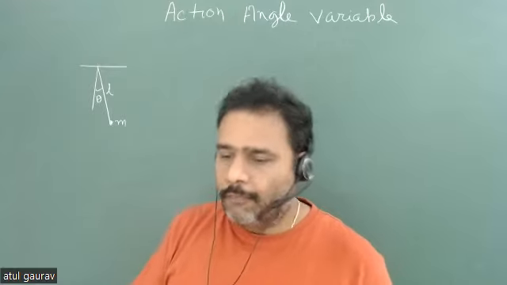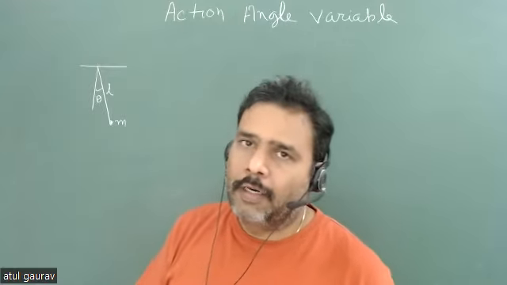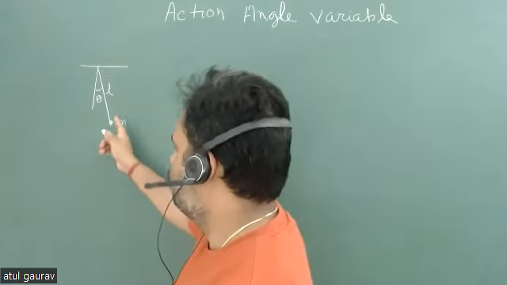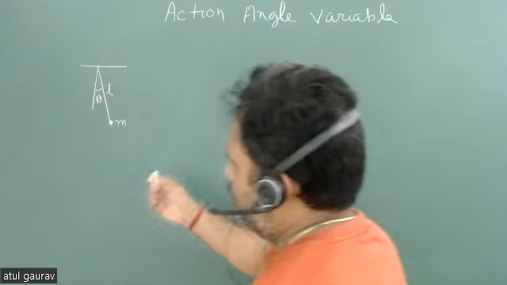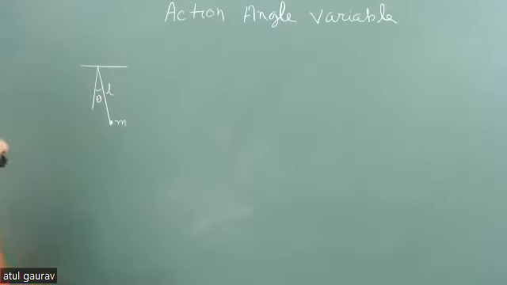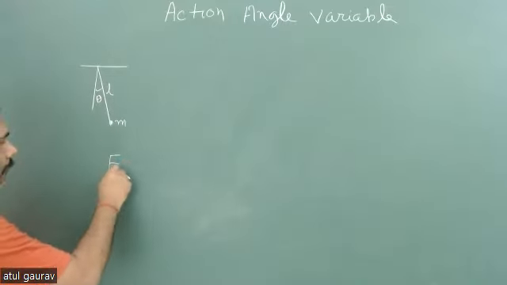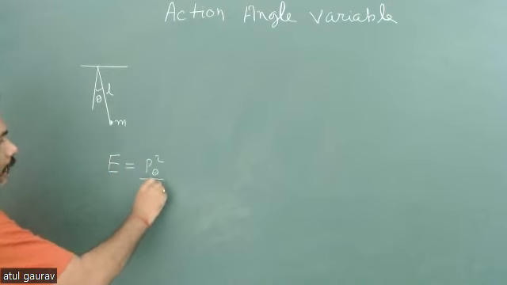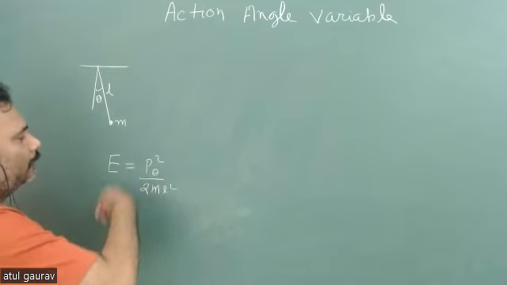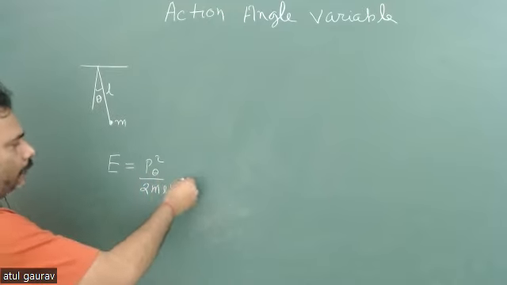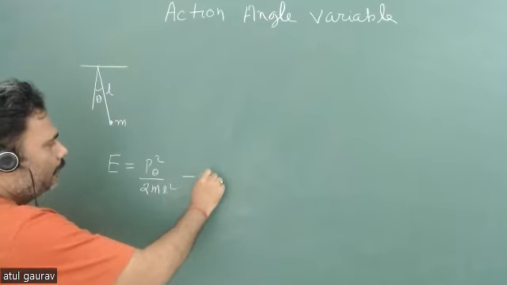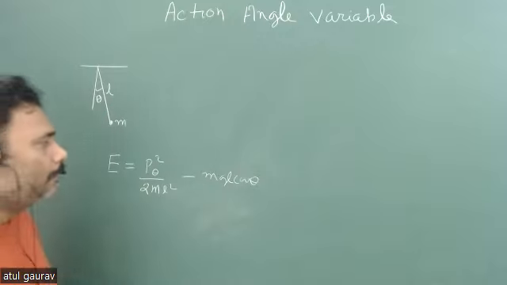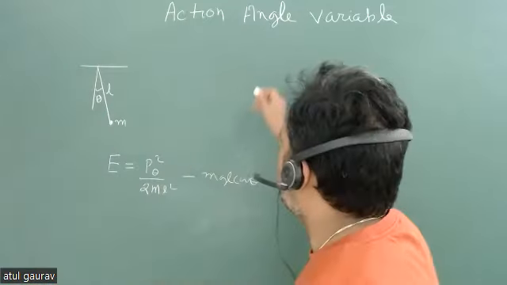So how do we know that? When we plot the phase curve of this simple pendulum, the total energy of the system is P theta squared upon 2ml squared, where P theta is the angular momentum, and then minus mgl cos theta. So when we plot the phase curve, this is our potential.